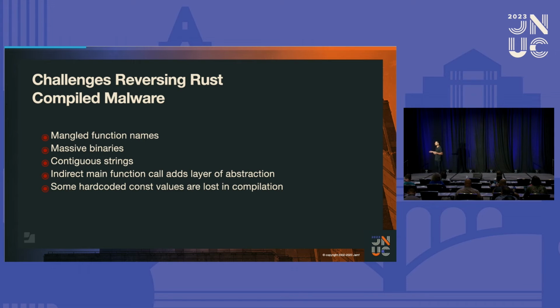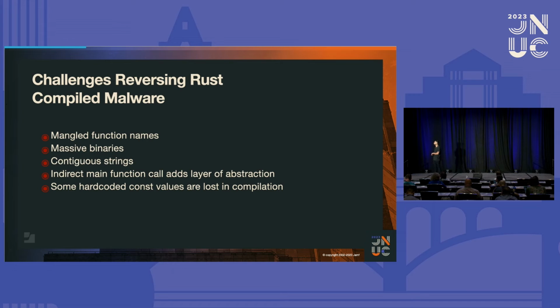There are mangled function names that make it really difficult to identify functions and read them. There are ways to get around that, but also there are the massive binaries. The Rust binary was almost 12 megabytes in size, containing a crazy amount of strings. This is because Rust statically links any libraries that you import into your program, so they're within the binary itself.